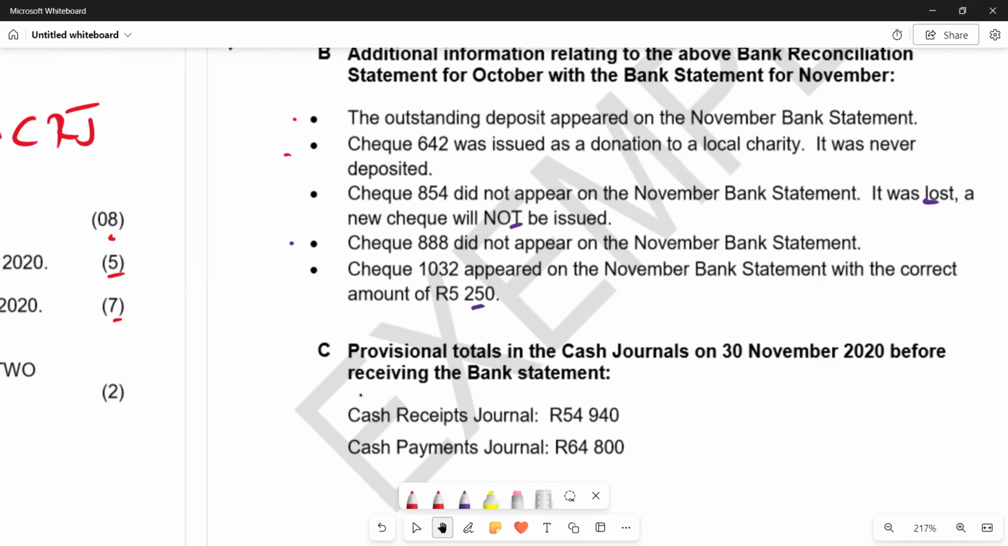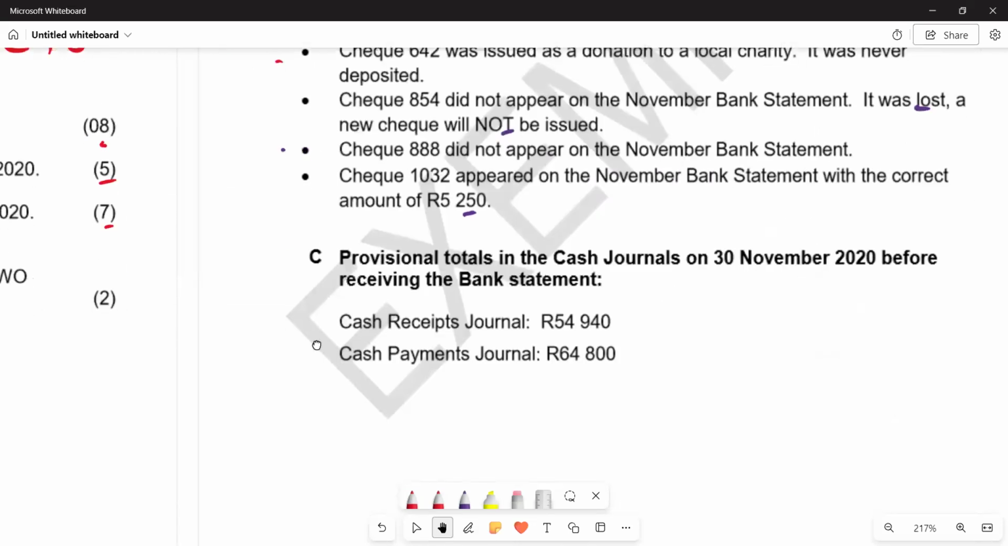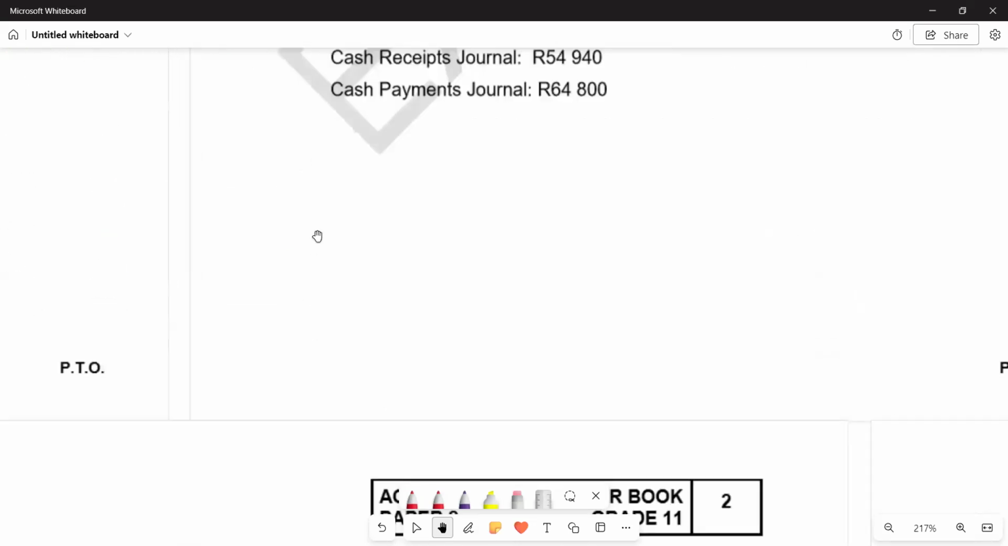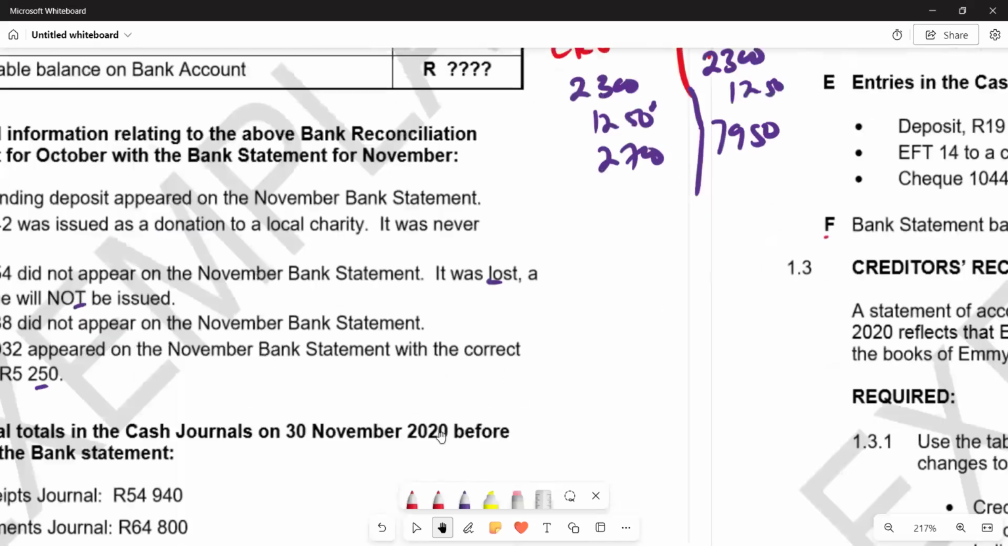Information C says provisional totals in the cash journals on 30 November before receiving a bank statement. So these are the provisional totals that we started with in our answer book. So we can just maybe skip it because we have them as pre-entered. So we go to the next page.